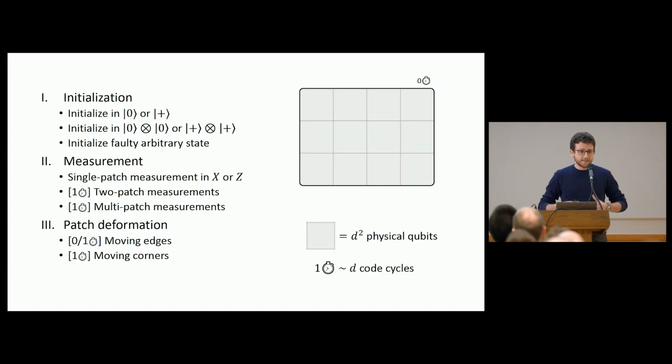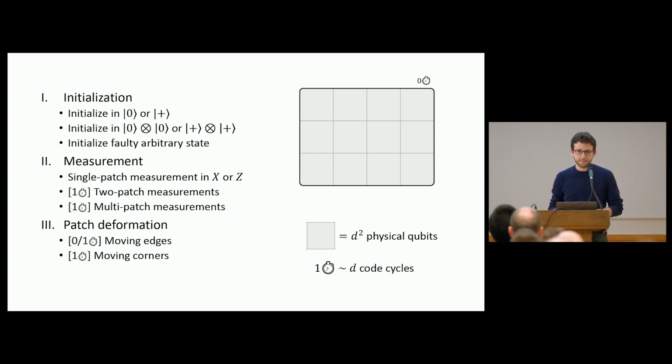So that's the board and the pieces that you can put on the board, but what are the actual rules of the game? Well, there's a certain set of actions that you can perform. Some actions have a time cost associated with them, while others don't. So there's this little clock here counting the time steps. The idea is that one time step roughly corresponds to d code cycles, so measuring all stabilizers d times.